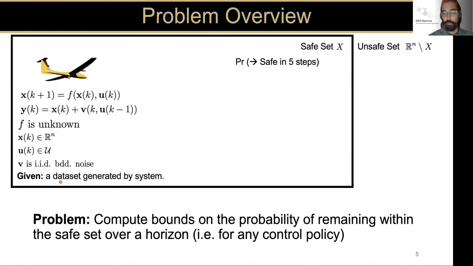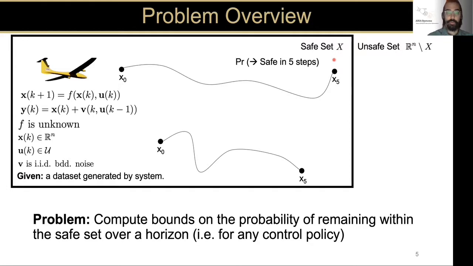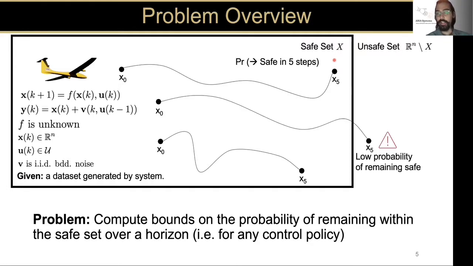So given this data set, we want to ask the question, if the system is initialized at x naught, what is the probability that over some fixed time horizon, it will stay within this safe set given by this black rectangle? So we want to ask this for any initial state within the safe set and identify those that have a high probability and a low probability of remaining safe. And this verification problem does this for any arbitrary control policy.